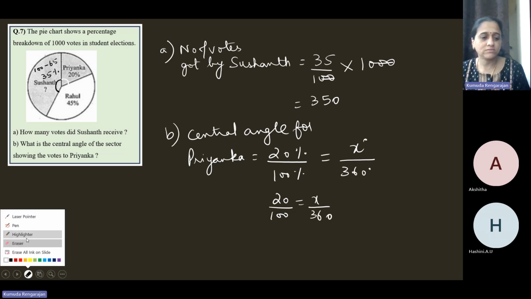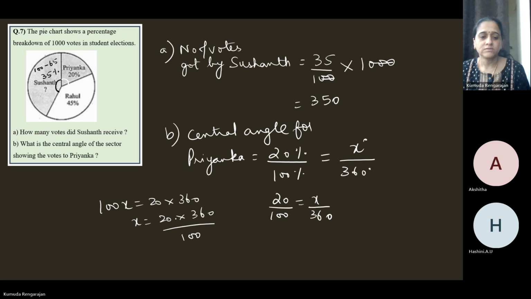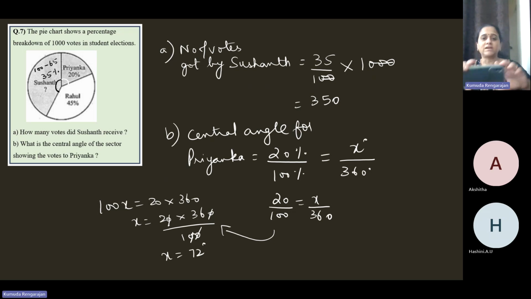So X is equal to, I'll work here. 100X is equal to 20 into 360. X is equal to 20 into 360 divided by 100. So X is equal to 72 degrees. Okay, please understand and write down.